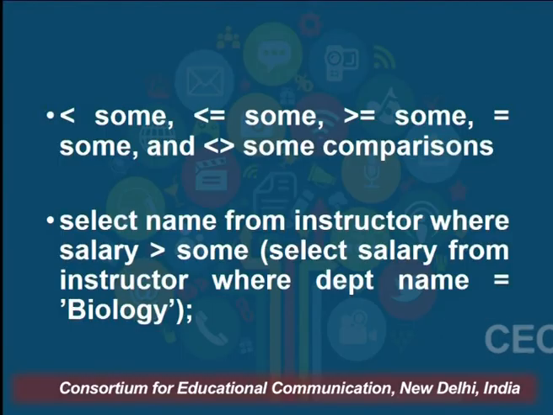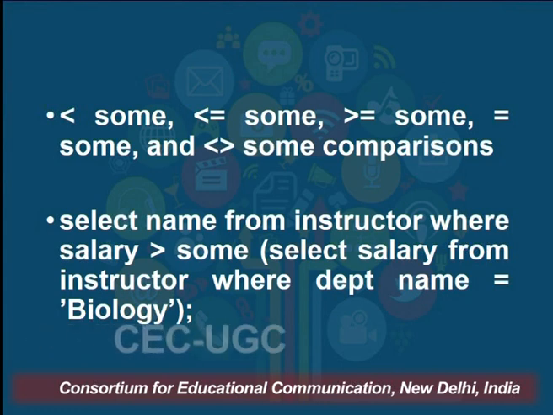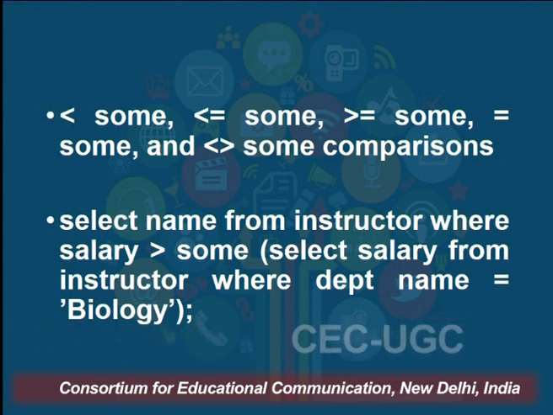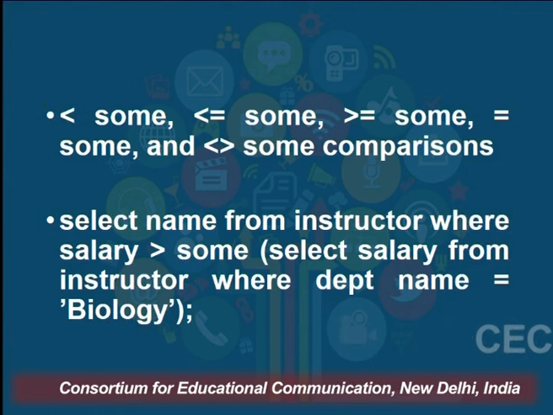So, if we want to establish this set comparison operator using a nested subquery, we will be writing select name from instructor where salary greater than some, and within the bracket, the nested subquery goes: select salary from instructor where department name equals biology. So, how is this query going to be evaluated?